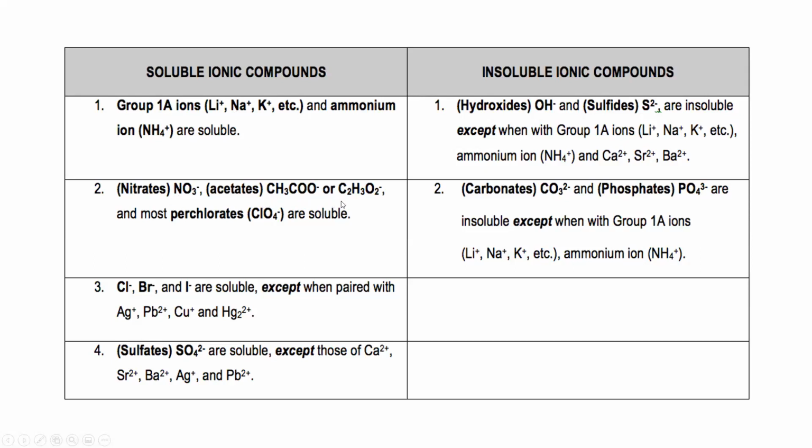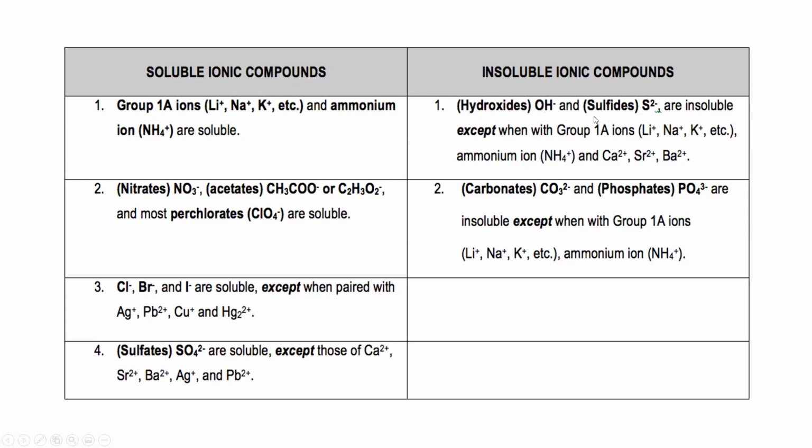Nitrates and acetates are also soluble, and most of the perchlorates. Chlorides, bromides, and iodides are soluble except when they are paired with silver, lead, copper 1, silver 1, lead 2, or this ion from mercury. Sulfates are soluble except when you're in presence of calcium, strontium, barium, silver, or lead 2.